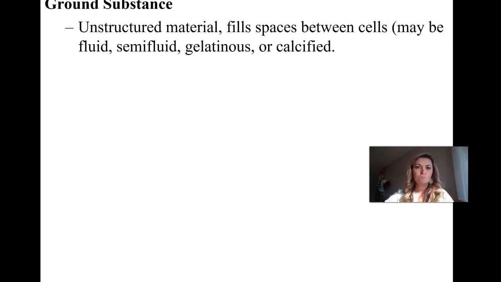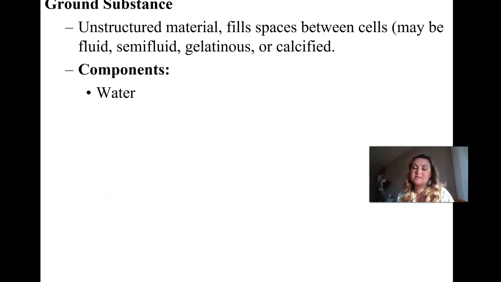So with the ground substance, we're going to have unstructured material that's going to fill a space between the cells. It could be a fluid, it could be a semi-fluid, or it could be gelatinous in nature. It can even be calcified. Just think of bone. Bone's going to be a connective tissue, and it calcifies and turns into a hard matrix. So it doesn't always have to be a fluid or a liquid, kind of like cytoplasm.